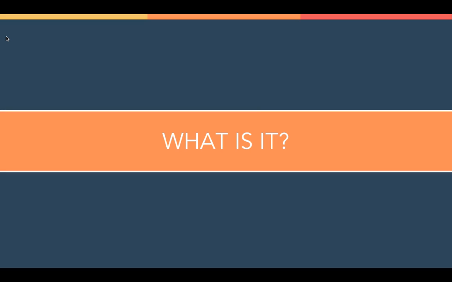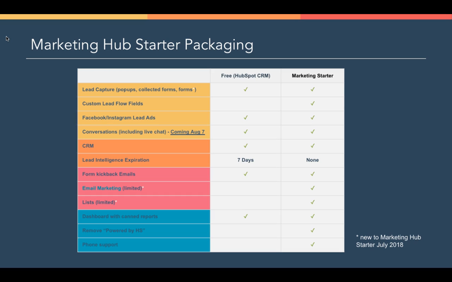So first and foremost, what's included. What you see here on the left-hand side, all of the various tools and functionalities of Marketing Hub Starter, we've organized them into 4 different themes. So starting with lead capture in the yellow, custom lead flow fields, Facebook and Instagram lead ad integration. You can start pulling in conversions from all these different channels.